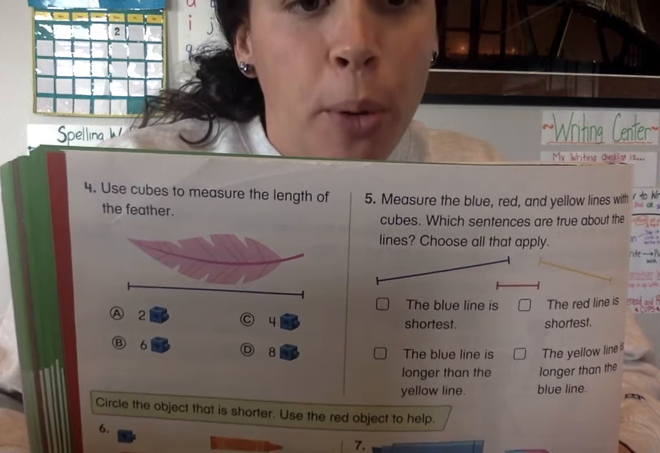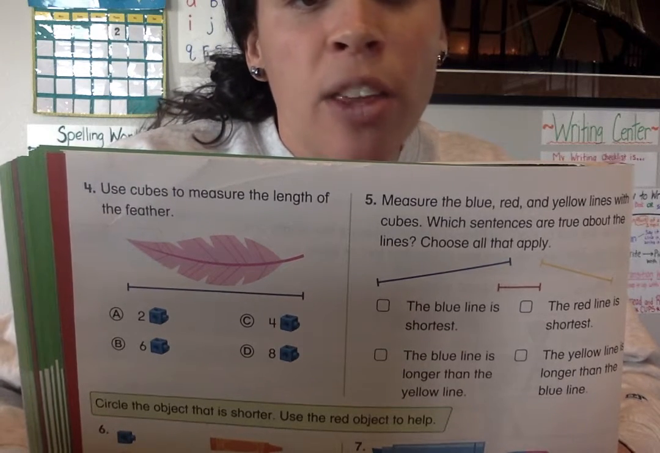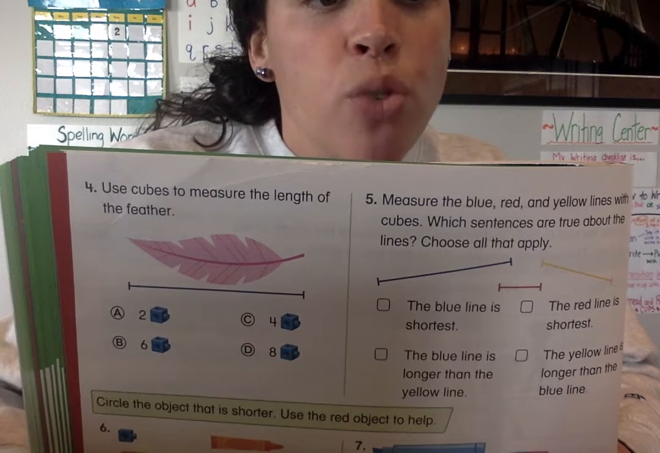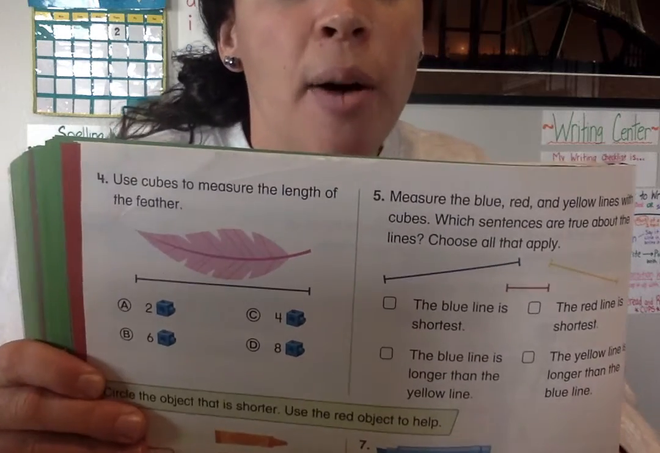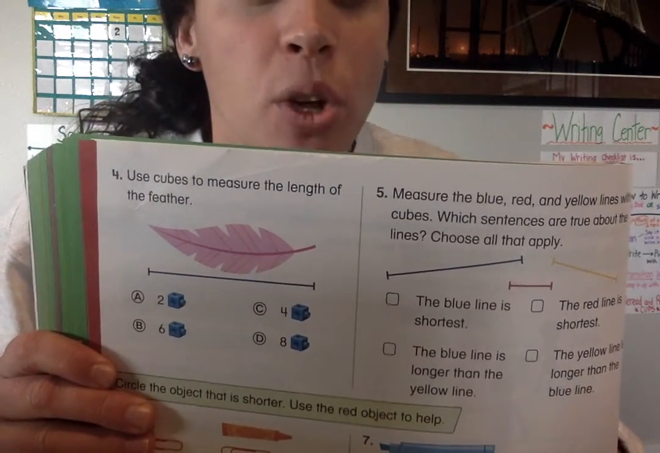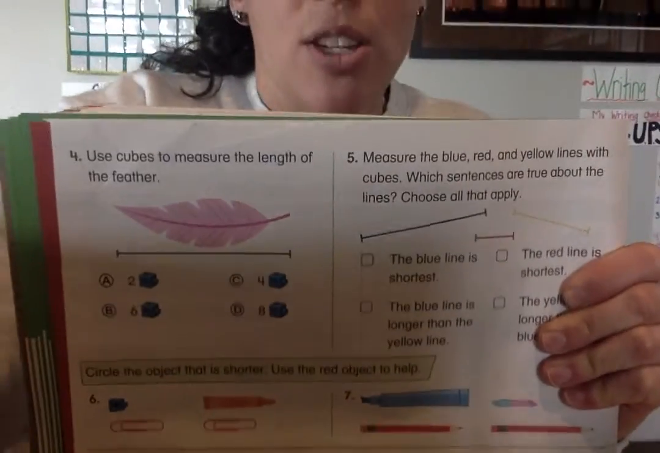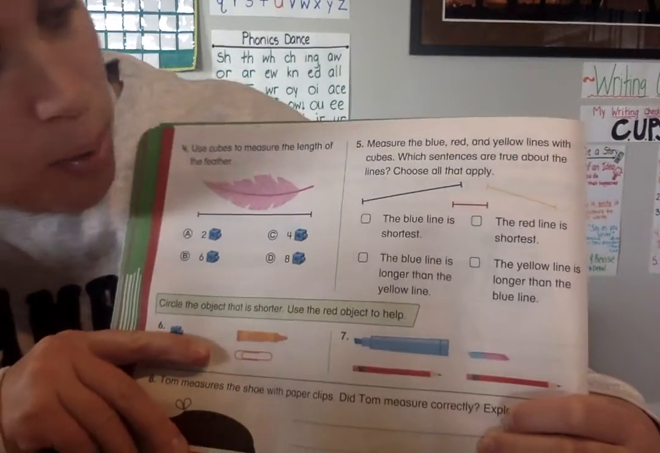Number 5 says, measure the blue, red, and yellow lines with cubes. Which sentences are true about the lines? Choose all that apply. So once you measure all of these lines with your cube that you made out of paper, then you are going to check the ones that apply.